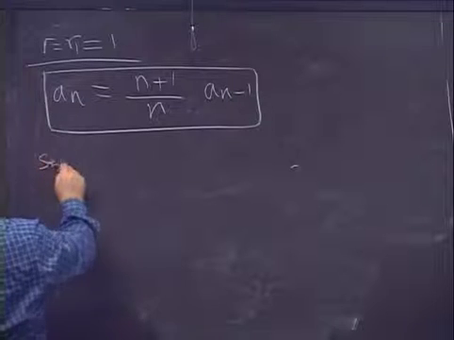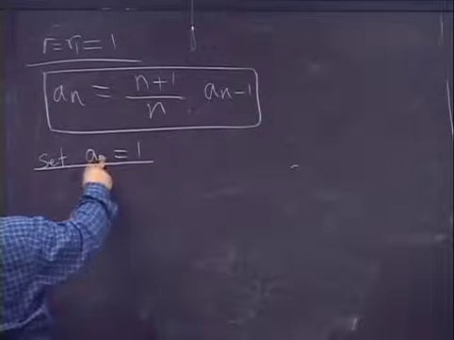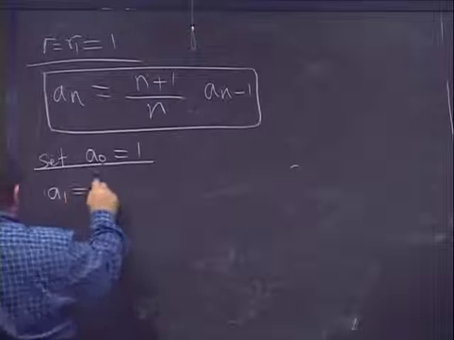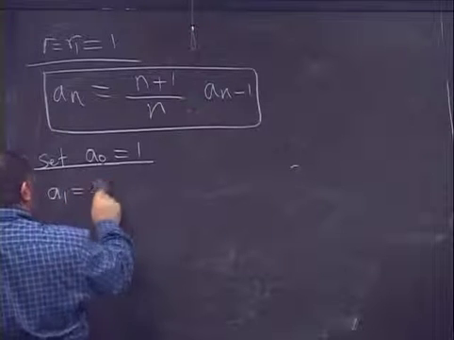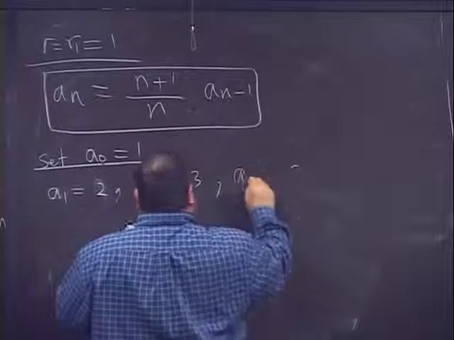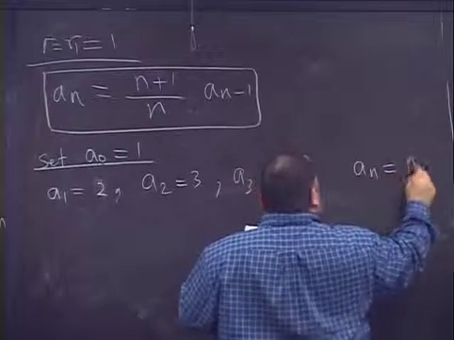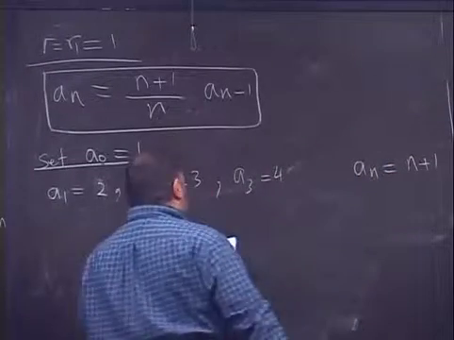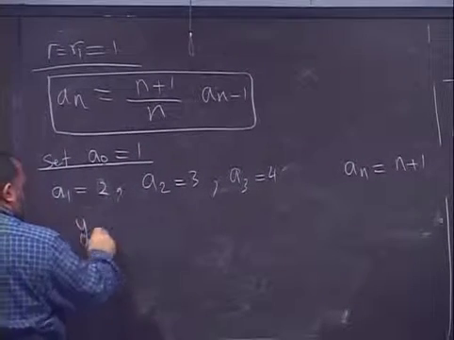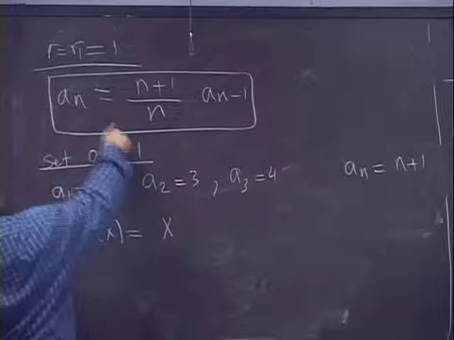If we set A0, we said that A0 does not equal 0. We set A0 equal to 1, for example. So we will get A1 equal to 2, A2 equal to 3, A3 equal to 4, and An equal to n plus 1.